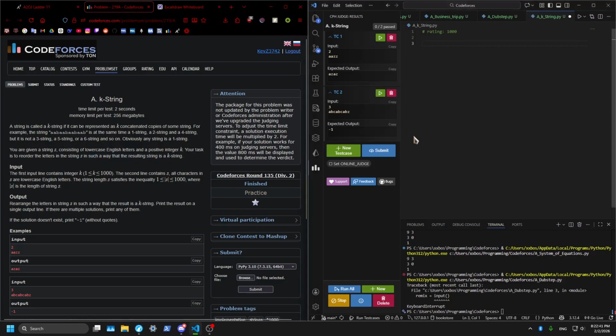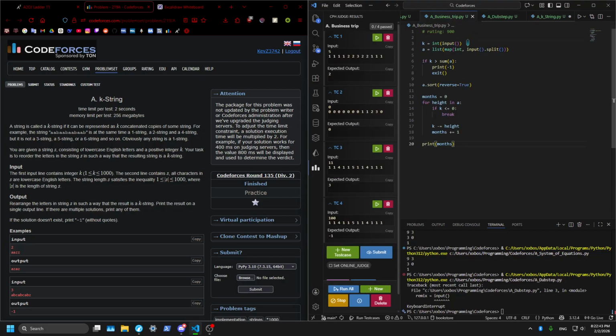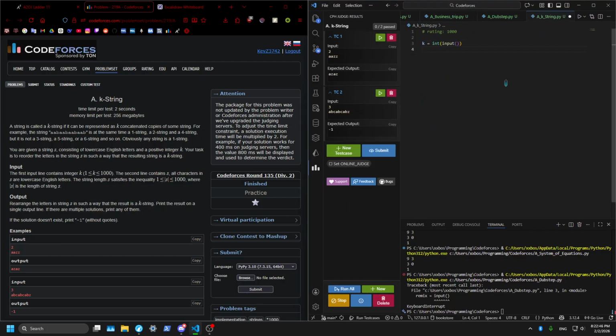Okay, so the first input is k. And then next is a string that contains s. All characters lowercase. The string satisfies the inequality. It's between 1 and 1000, the length of the string. Okay, rearrange the letters in the string. Results in k-string. Print single output. If solution doesn't exist, print -1.